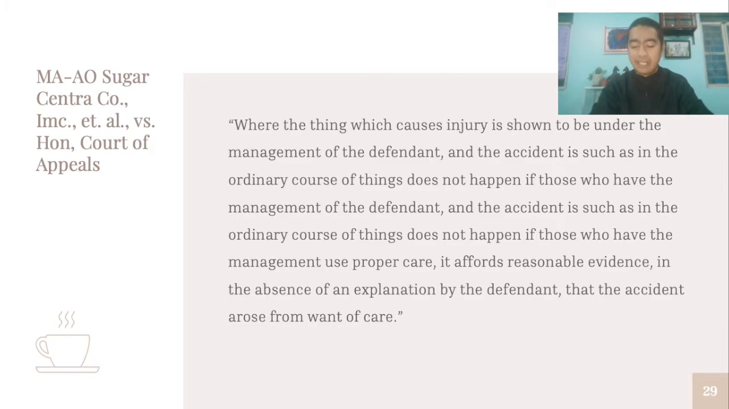management use proper care, it affords reasonable evidence, in the absence of an explanation by the defendant, that the accident arose from want of care.